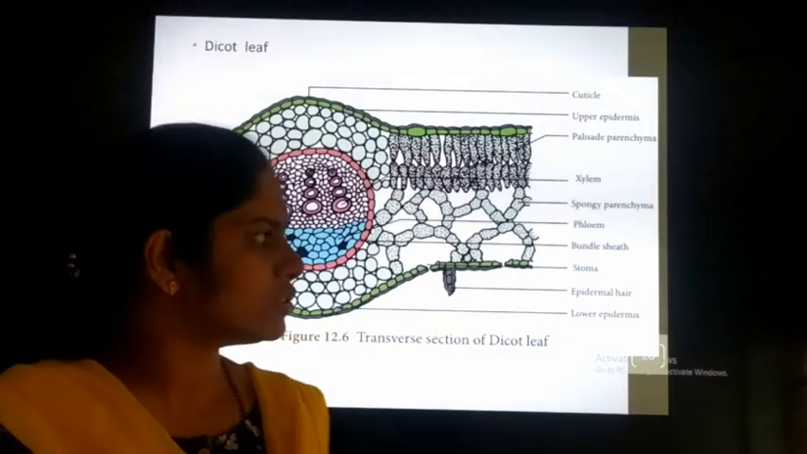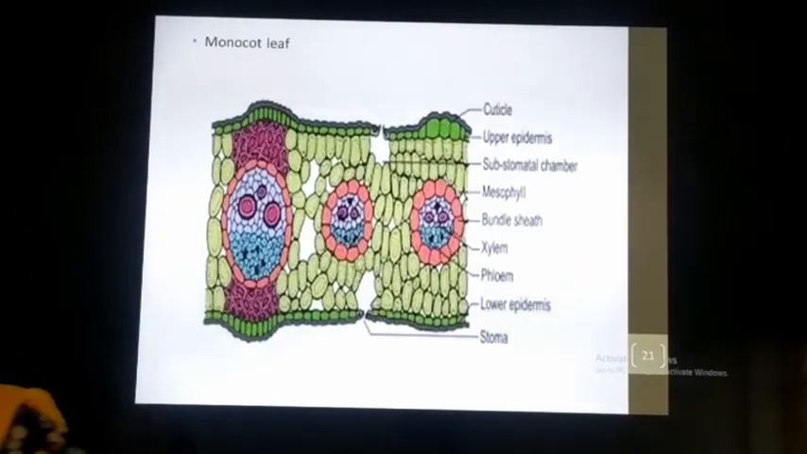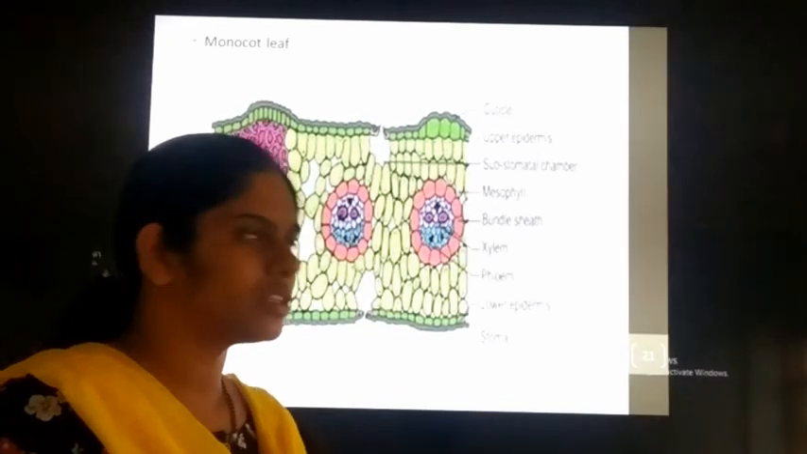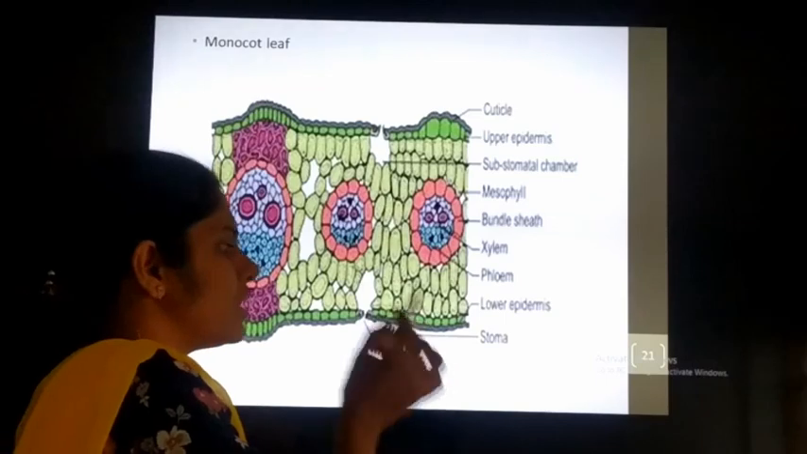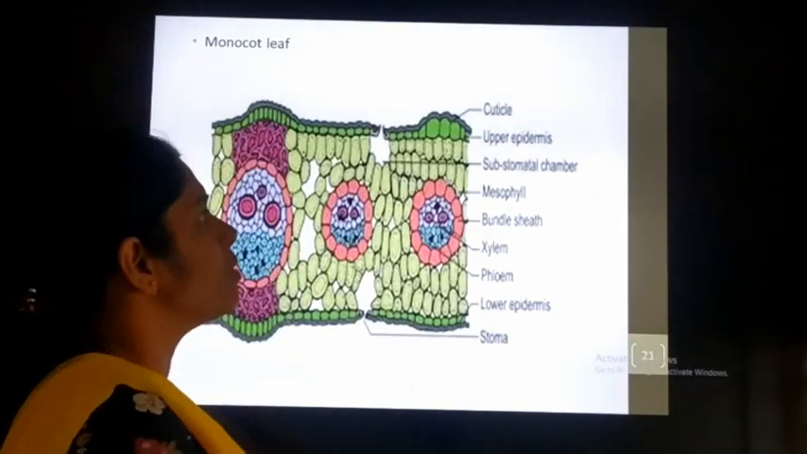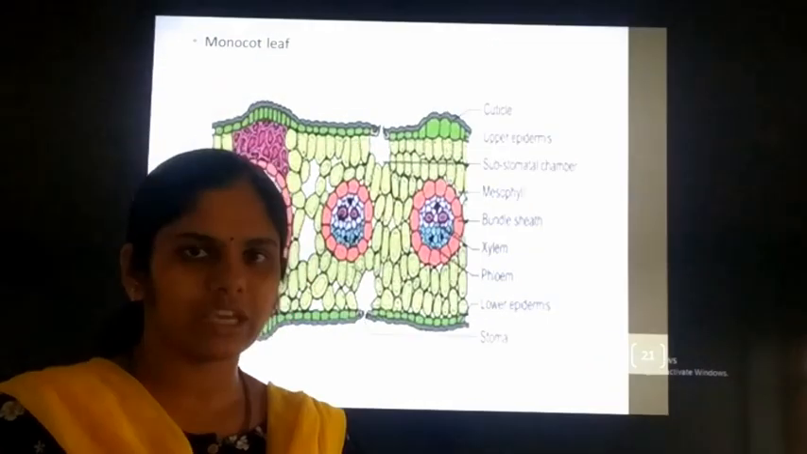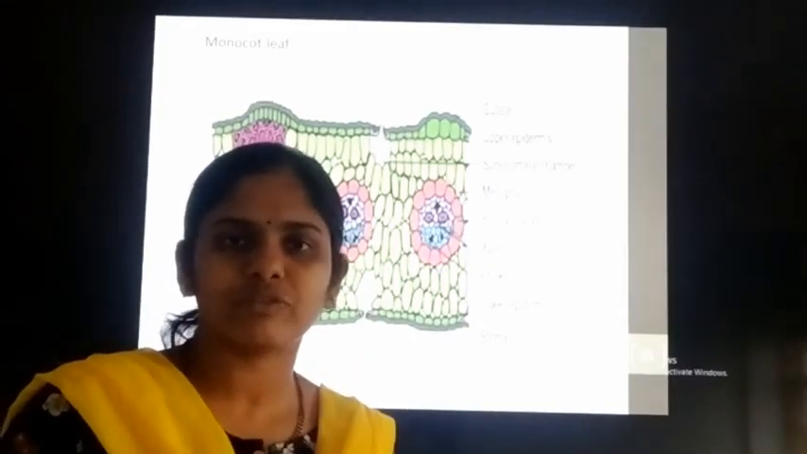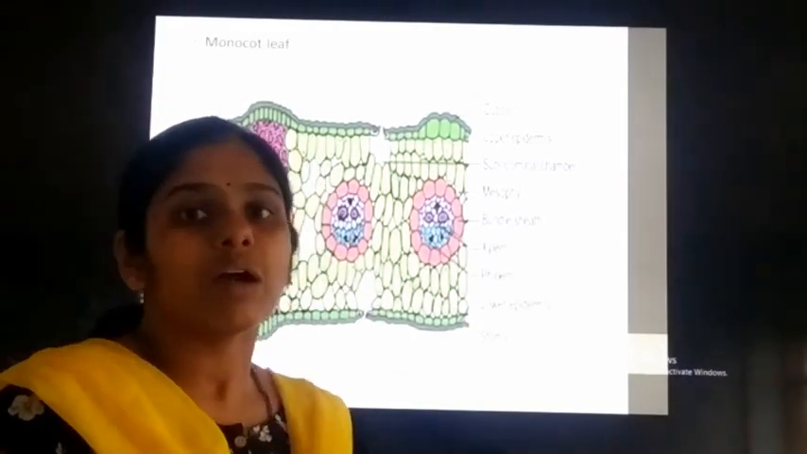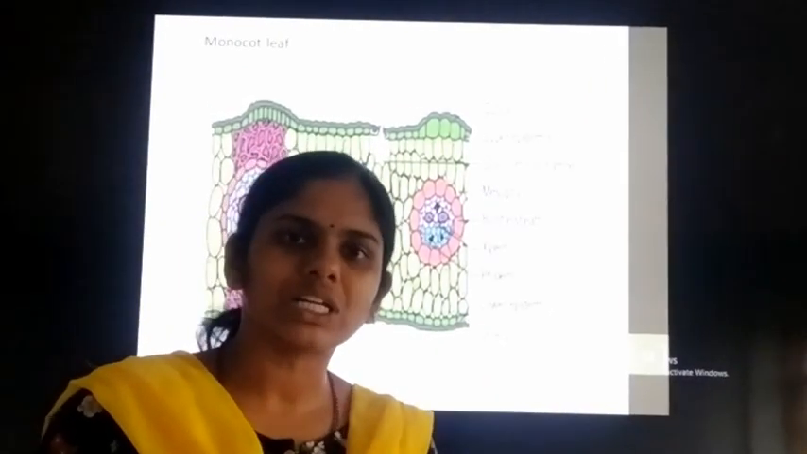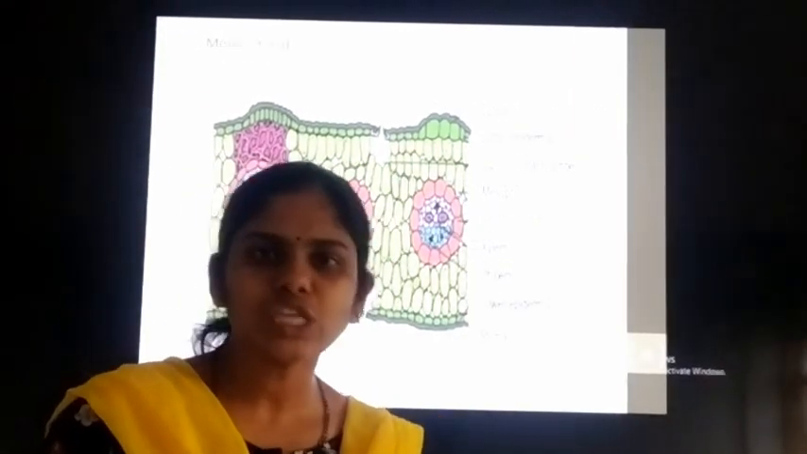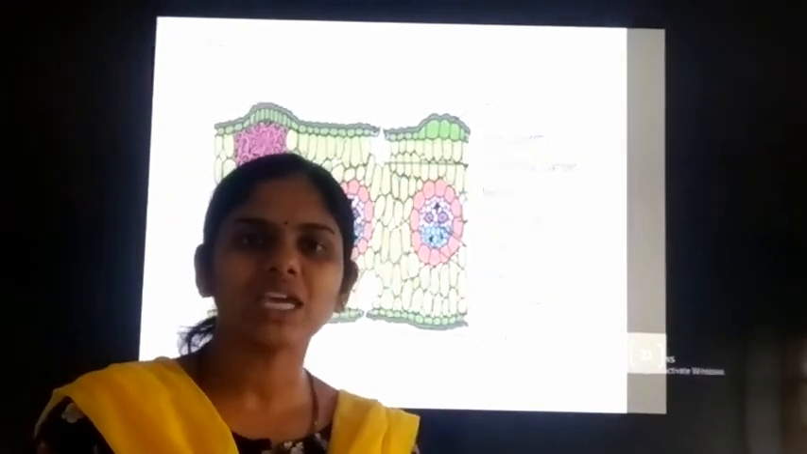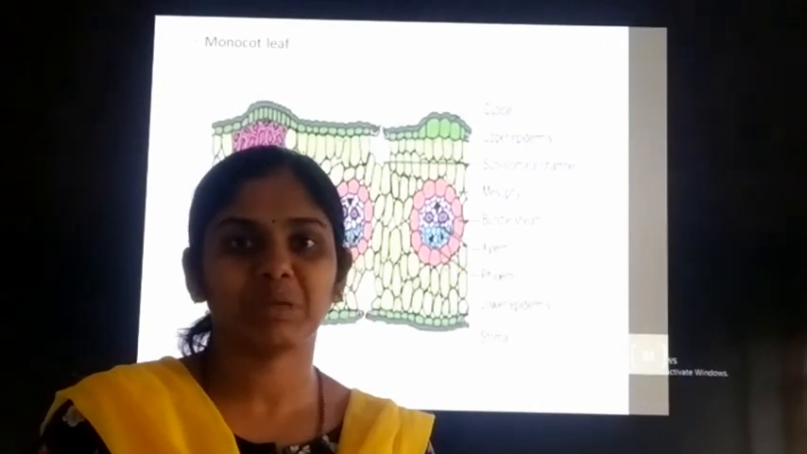Next, we move on to the monocot leaf. The monocot leaf also has two surfaces, the upper epidermis and the lower epidermis. The dicot leaf we call a dorsiventral leaf, while the monocot leaf is called an isobilateral leaf. Iso means same, bi means two, lateral means side.